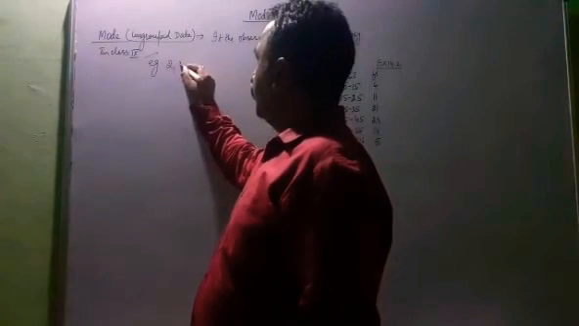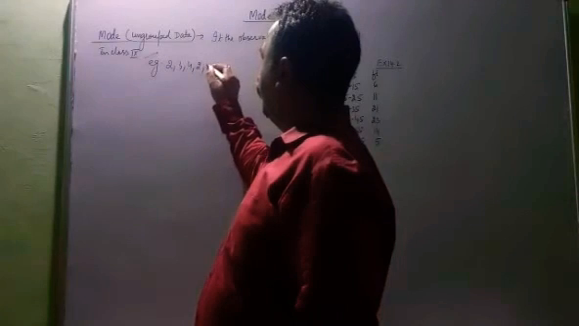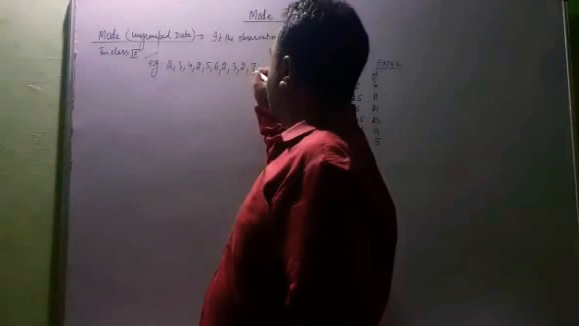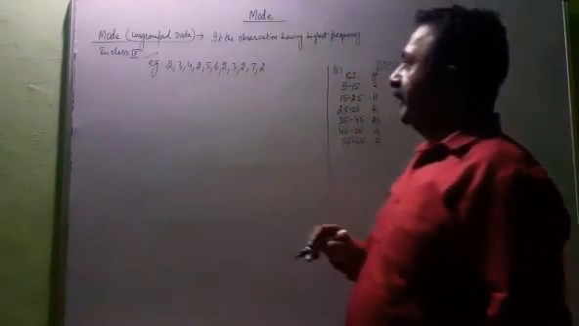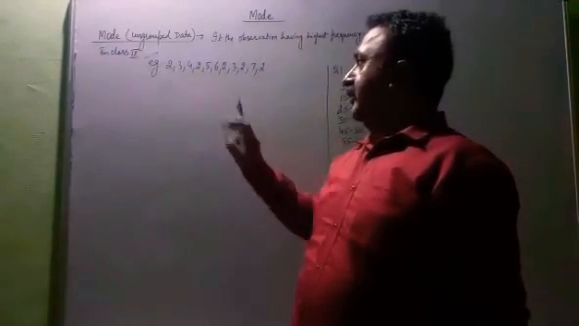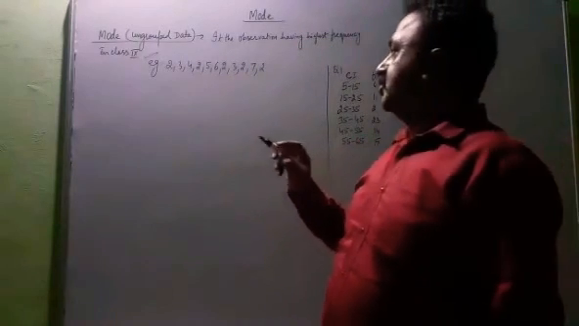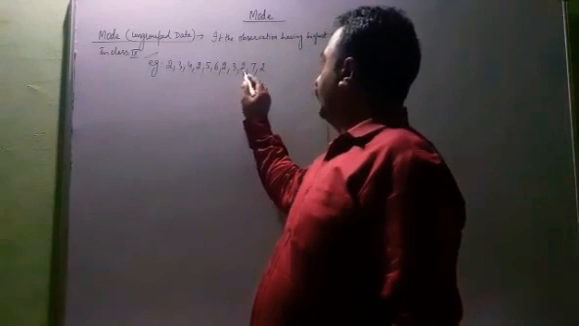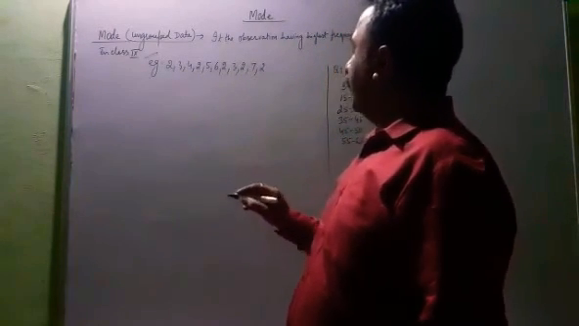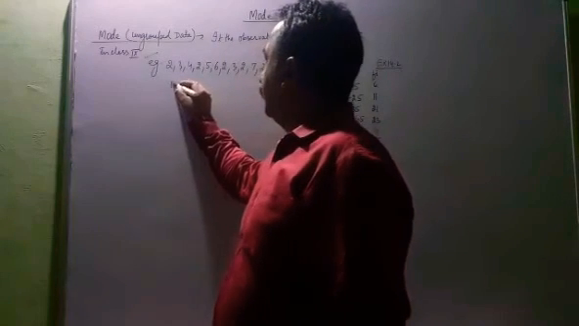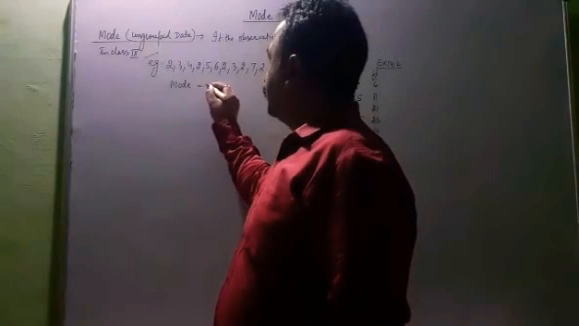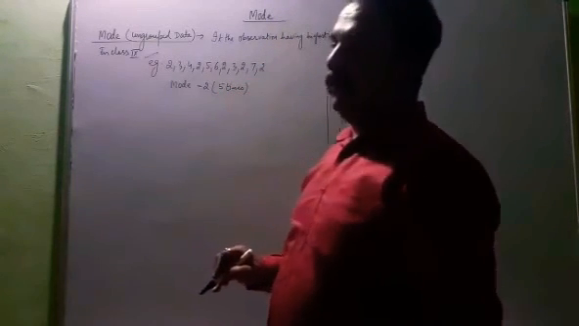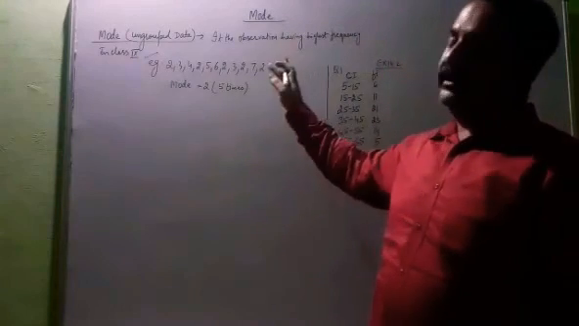Suppose 2, 3, 4, 2, 5, 6, 2, 3, 2, 7, 2. Now look at the terms as they are written, it is ungrouped. So see which term is coming maximum number of times. 2 is coming 5 times. So mode of the data is 2 and it is coming 5 times. So 2 is coming maximum number of times. So this we learned in class 9th.